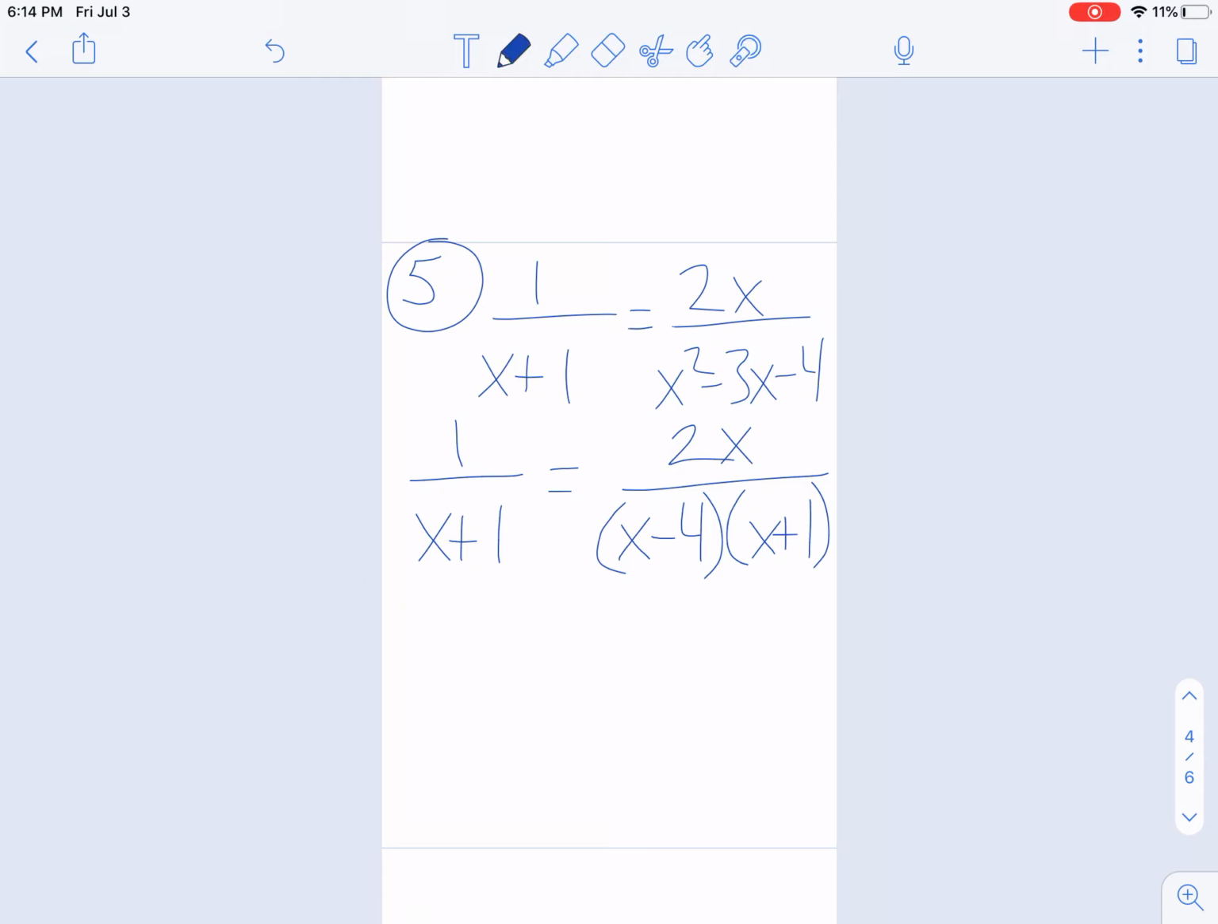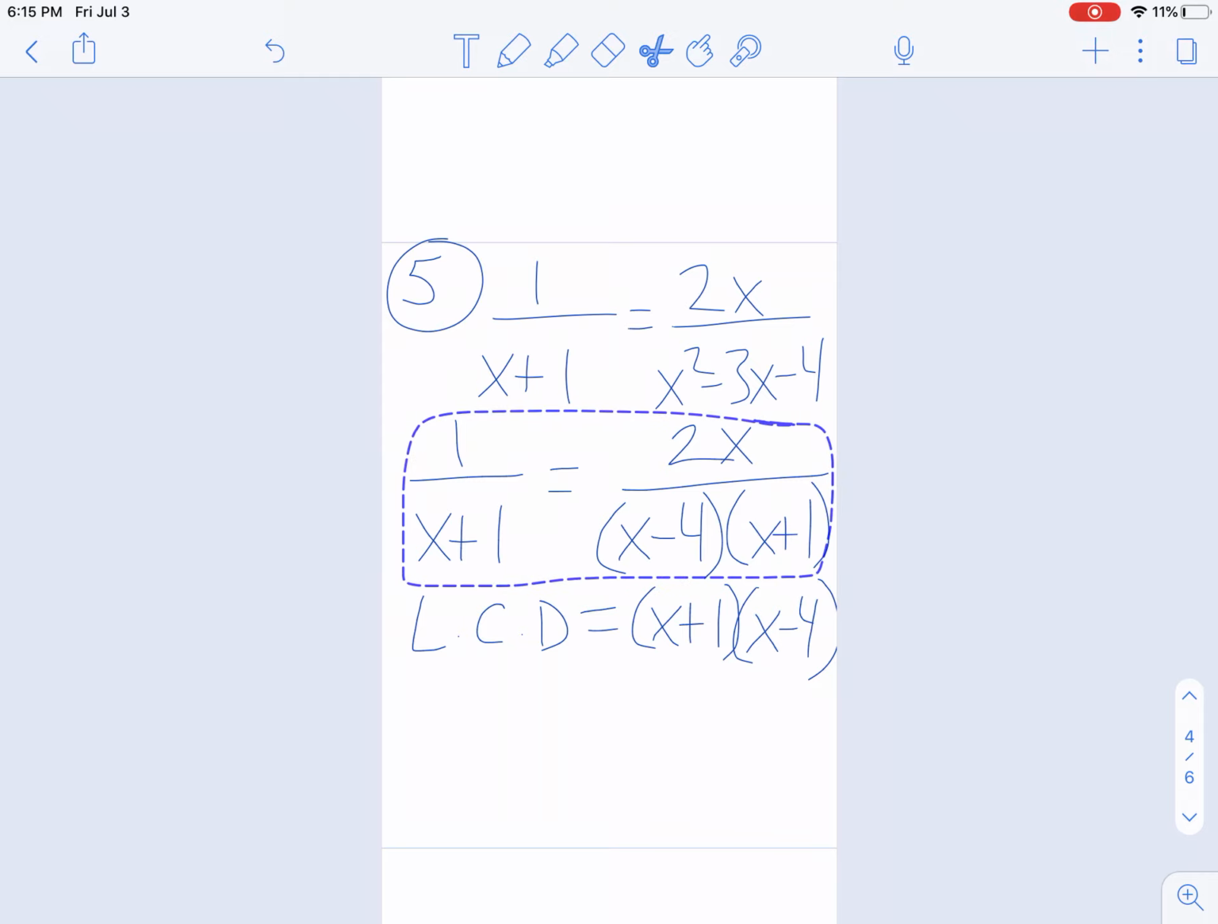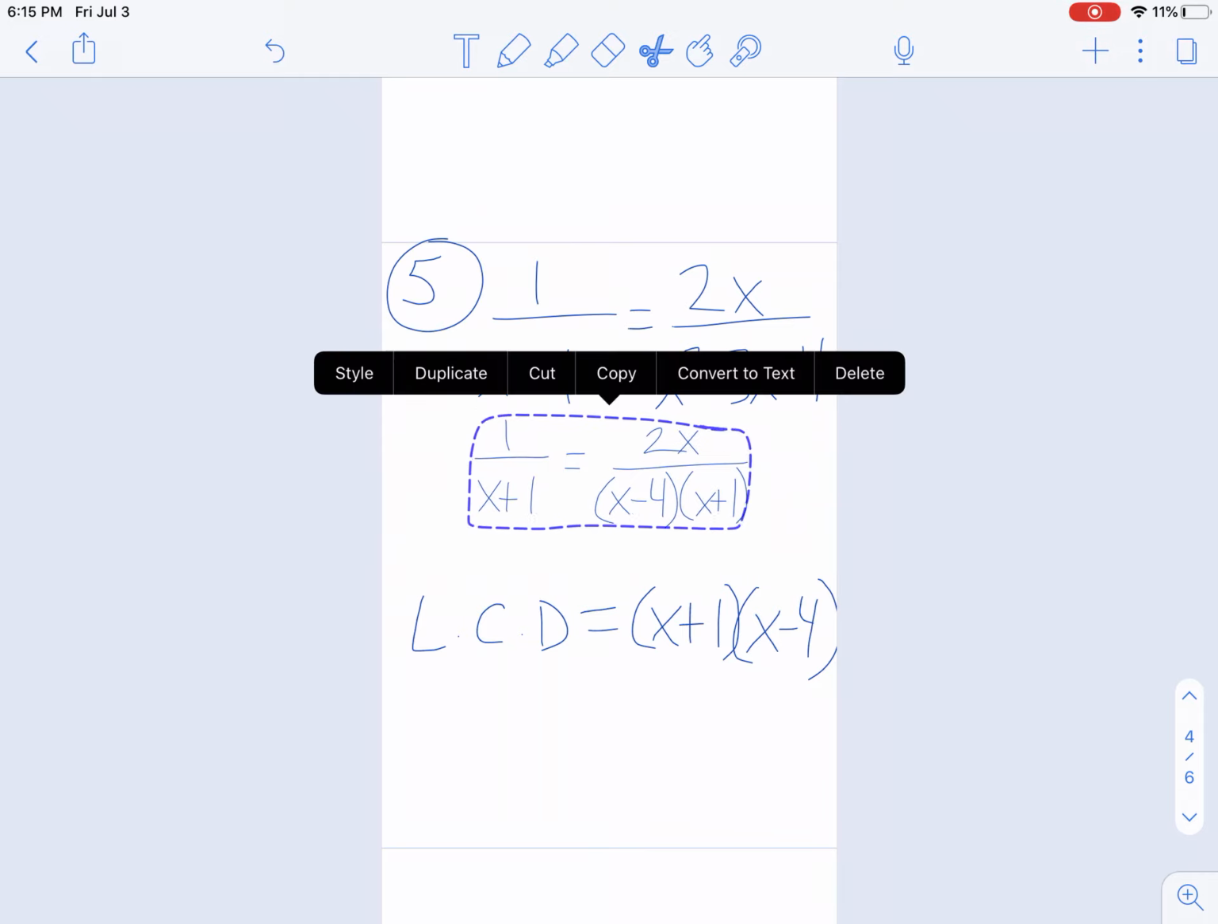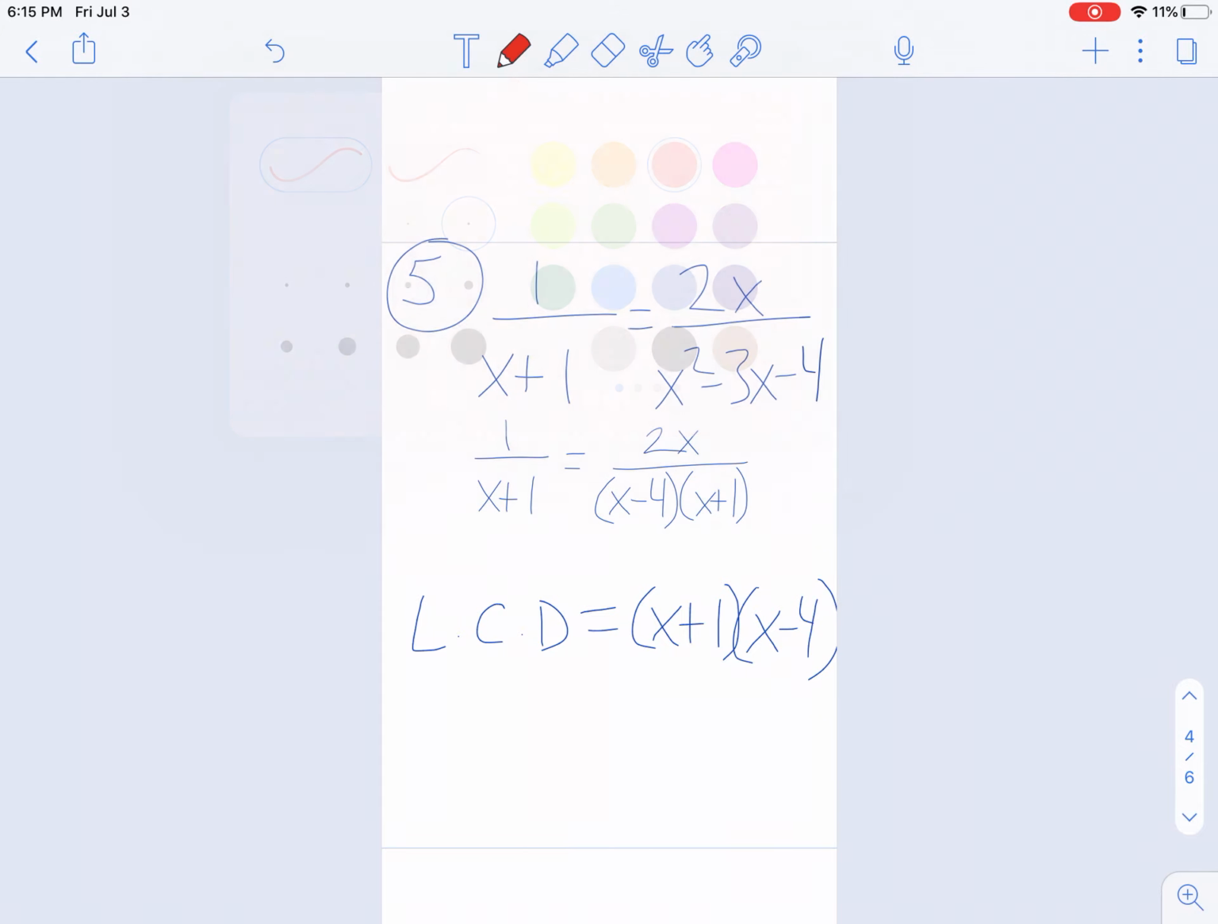So x plus 1 will definitely be in that lowest common denominator, but it's only going to show up once. So there's got to be an x plus 1, and there has to be an x minus 4. So the right-hand side is already in really good shape. All I have to do is multiply both sides by x plus 1 times x minus 4. I'm going to just shrink that down a little bit so I can add it in. I'm going to multiply this by x plus 1 times x minus 4. And whatever I do on the left, I do on the right as well.